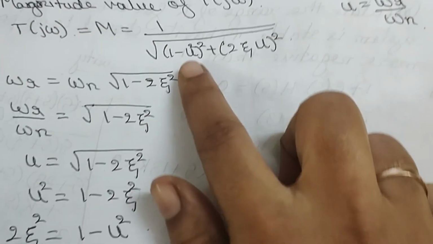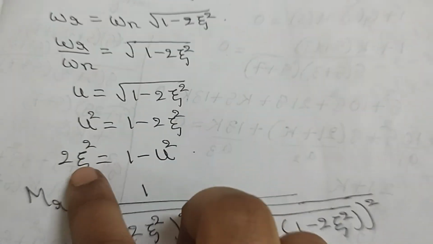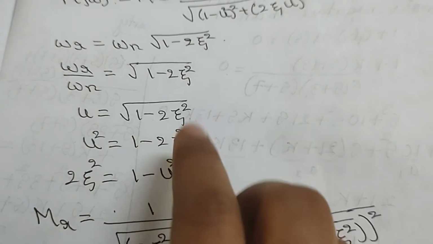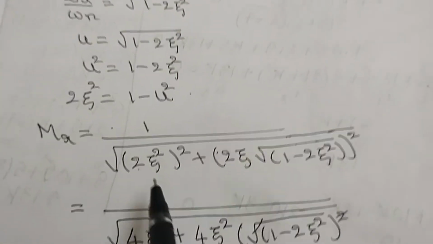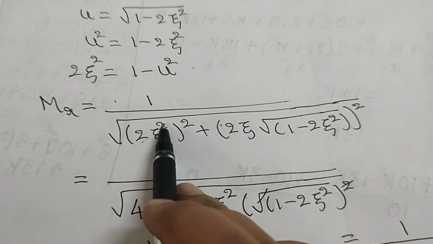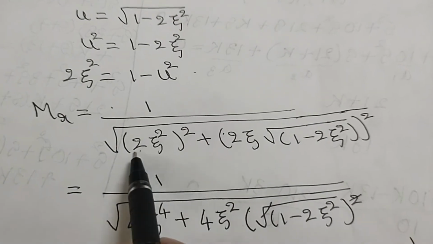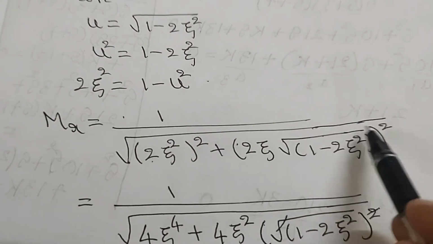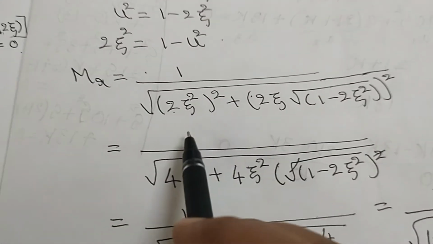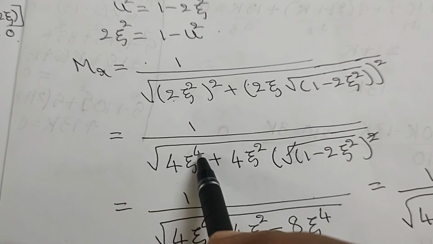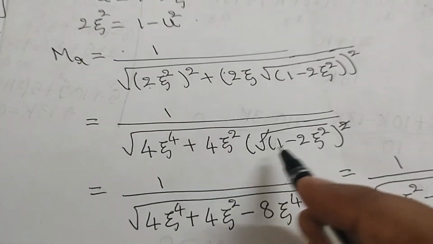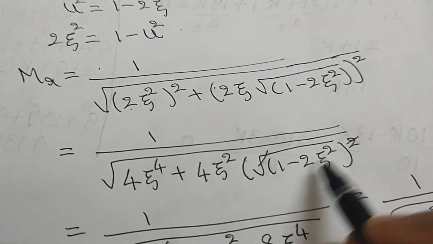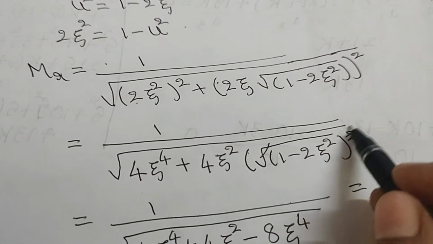Here also, instead of 1 minus u square we have replaced 2 zeta square, and instead of u you need to replace square root of 1 minus 2 zeta square. That is what we have replaced. Okay, so if you solve this, 4 zeta to the power 4 plus 4 zeta square times (1 minus 2 zeta square), the square root will get cancelled here, since it is whole square.